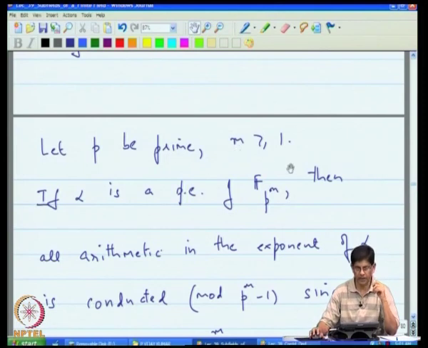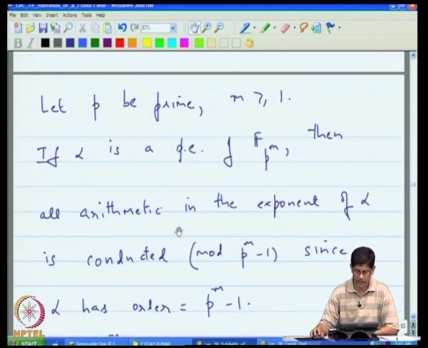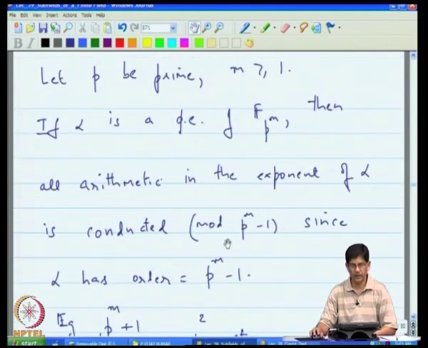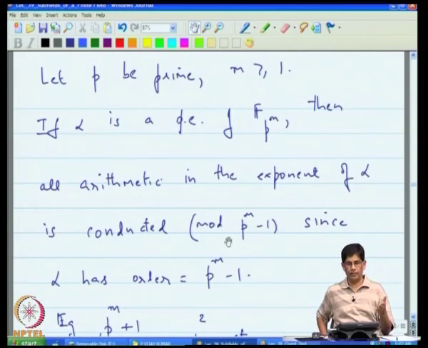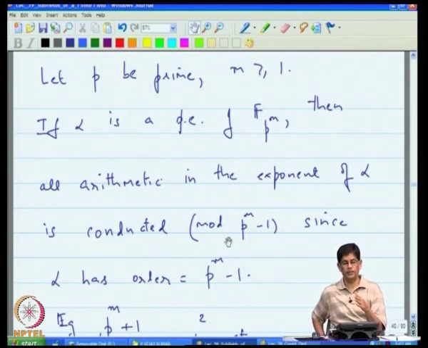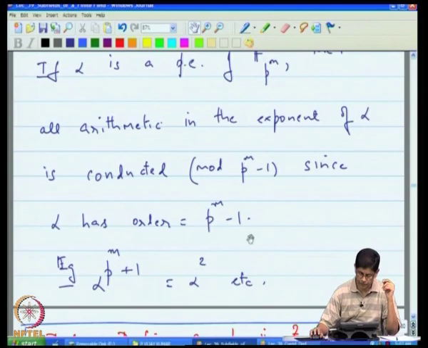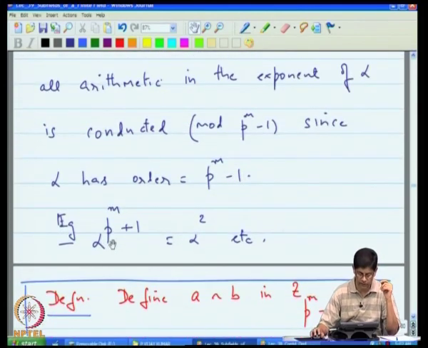So, let p be prime, m greater than or equal to 1 as always. Then if alpha is a primitive element of F_{p^m}, all arithmetic in the exponent of alpha is conducted mod p^m minus 1. Supposing alpha has order 15 and you want to talk about alpha raised to the power k times l, you can regard that k times l multiplication as modulo p^m minus 1, simply because alpha to the p^m minus 1 is 1. So, for example, alpha to the p^m plus 2 is just alpha squared, and I can see that by doing arithmetic modulo p^m minus 1 in the exponent.